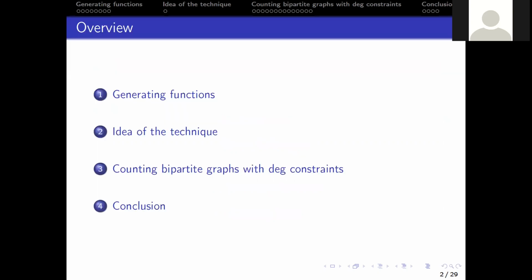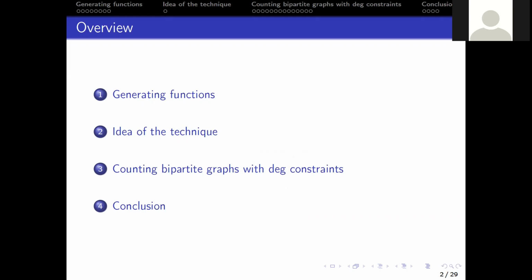So what I'm going to do is that I'm first going to give you some theory on generating functions and how they work. Then I'm going to briefly give you the idea of the inversion technique. And then I'm going to apply this technique to a special case, which is counting bipartite graphs with degree constraint. And then I'm going to do a small conclusion.